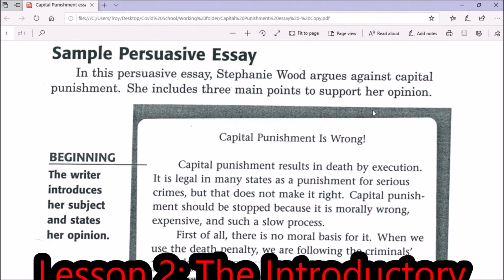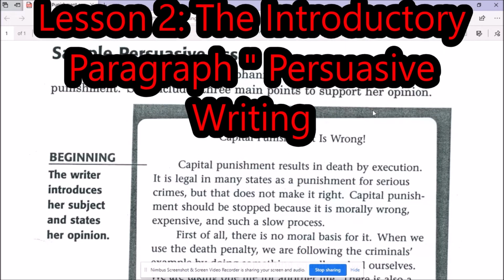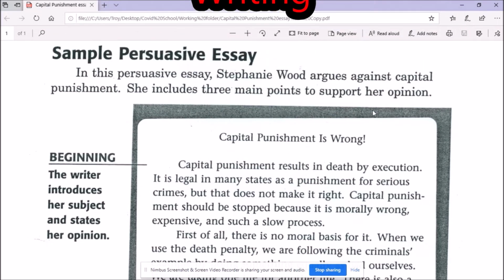Okay, we are looking at a sample of a persuasive essay just so we can see some of the features. I'm going to break down into parts the first paragraph, and you can view this video over and over again.